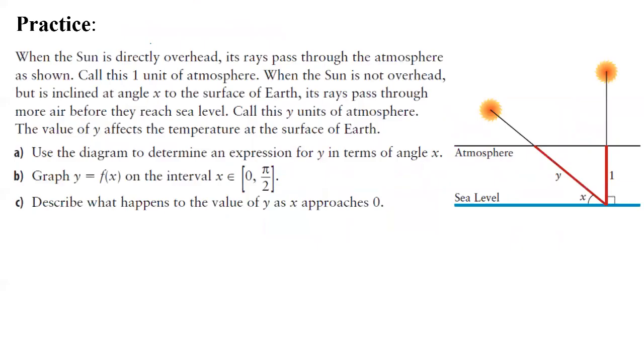Let's do a practice, okay? When the sun is directly overhead, its rays pass through the atmosphere as shown in the graph here. Call this one unit of atmosphere. When the sun is not overhead, but is inclined at an angle x to the surface of Earth, its rays pass through more air before they reach sea level. Call this y units of atmosphere. The value of y affects the temperature at the surface of Earth. Use the diagram to determine an expression for y in terms of angle x.